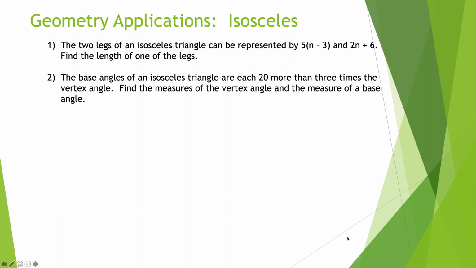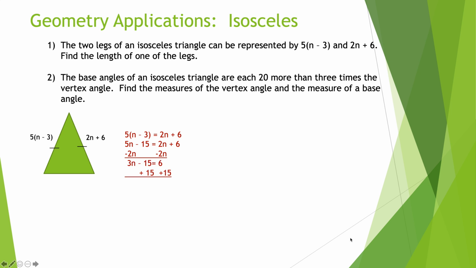So, same diagram. The two legs have to be equal to each other. So, 5n minus 3 equals 2n plus 6. Distributing. Opposite side, opposite operation situation. 3n minus 15 is 6. Add 15. 3n is 21. Divide by 3. n is equal to 7. I can plug the 7 back in over here for the n minus 3 in the parentheses and for the 2n in the one on the right, just to make sure they're equal. So 2 times 7 plus 6 is 20. 5 times 7 minus 3 is 20. Yes, they're the same either way.